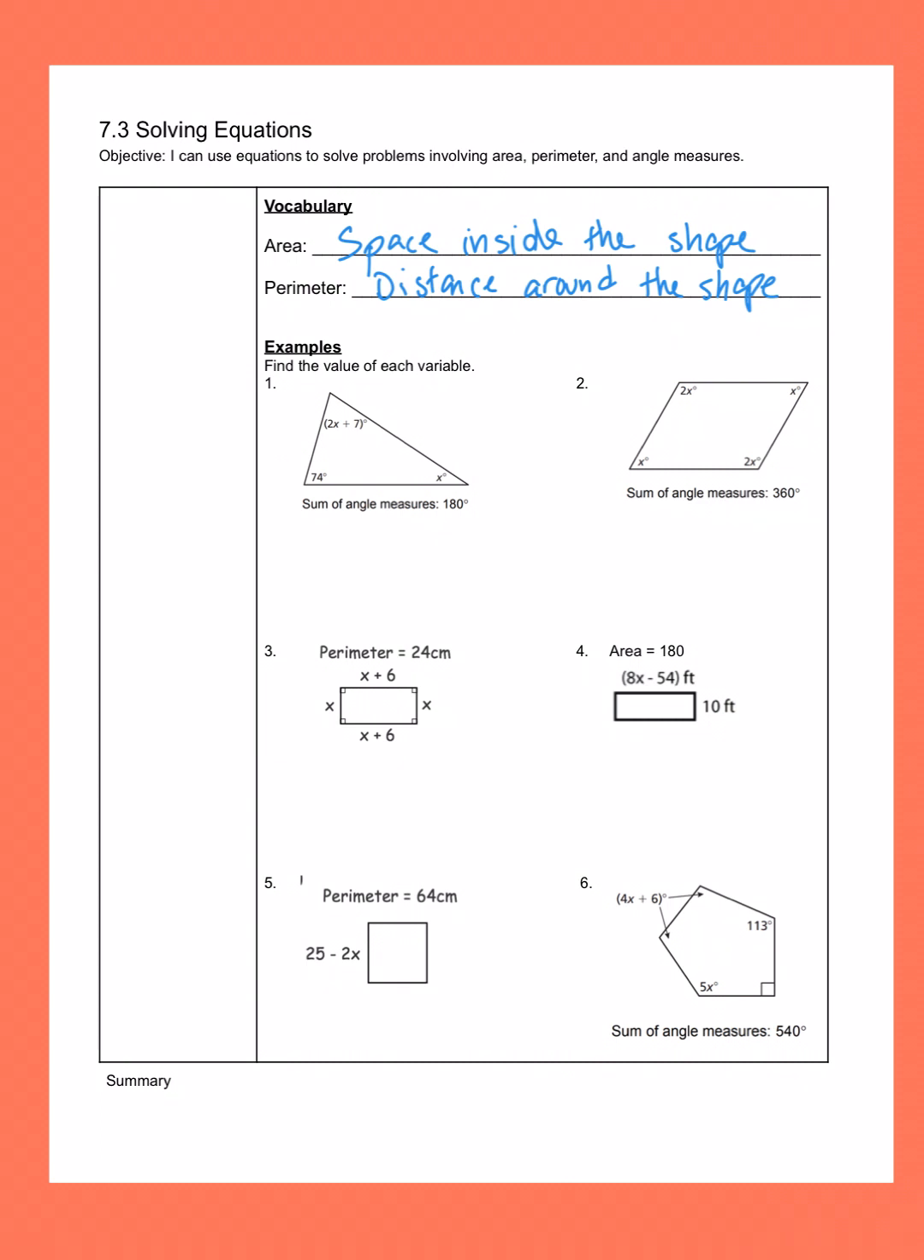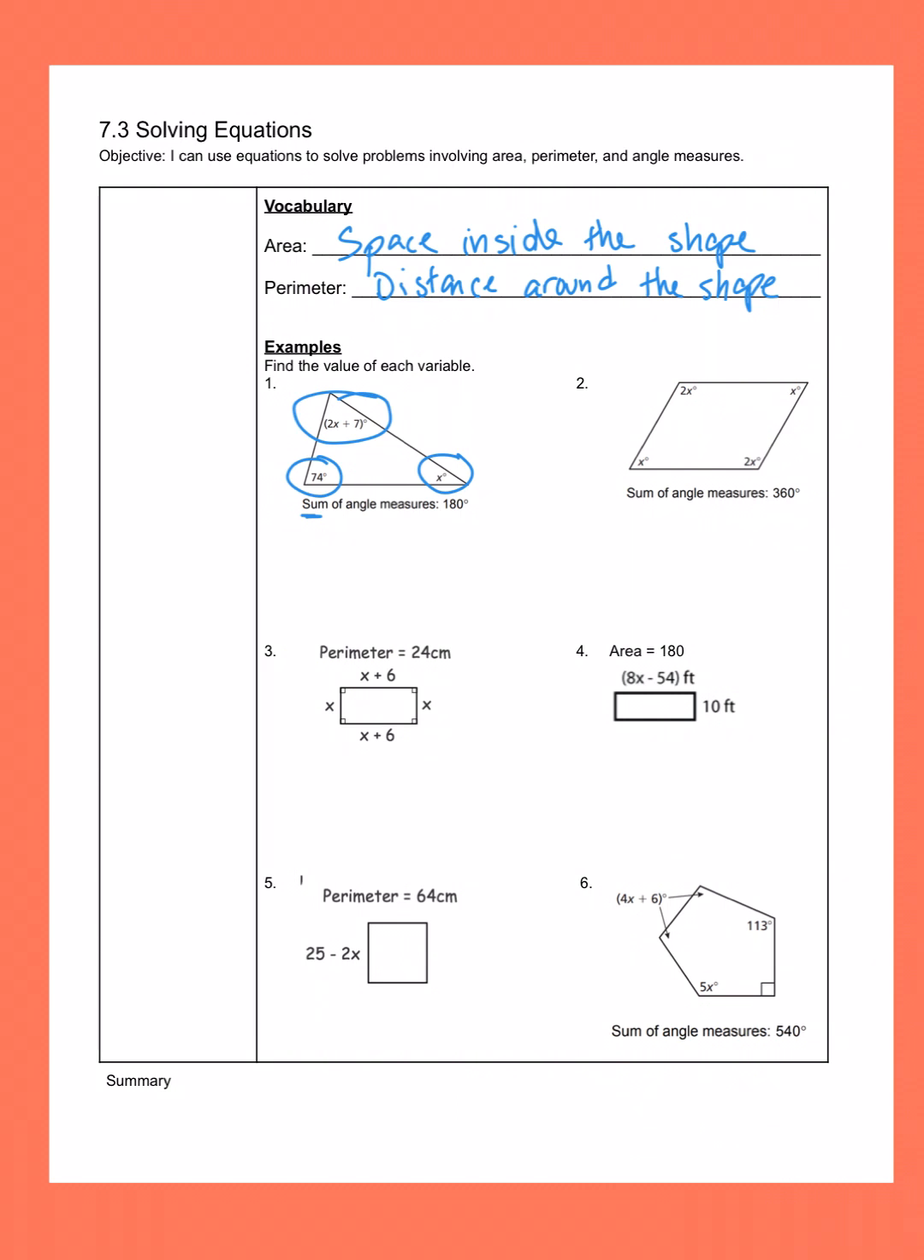Okay, so we're going to just do solving equations, but with some geometry mixed in. So we're going to find the value of each variable. So for number 1, we have a triangle, and we are given some of the angle measures. This angle is 74, this angle is x, and this angle is 2x plus 7. And it tells us that the sum, that means an addition problem, when I add them up, it equals 180. So I'm going to do exactly that. I'm going to add these angles up, and I know it has to equal 180.